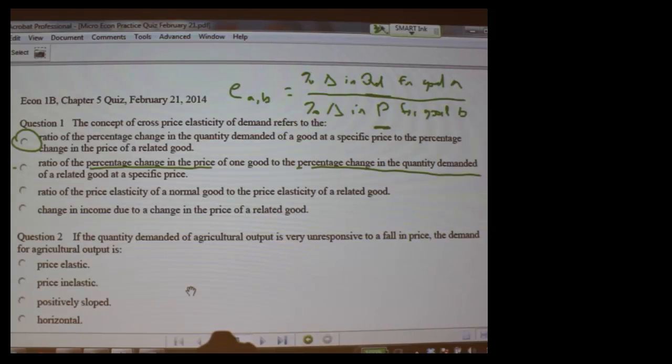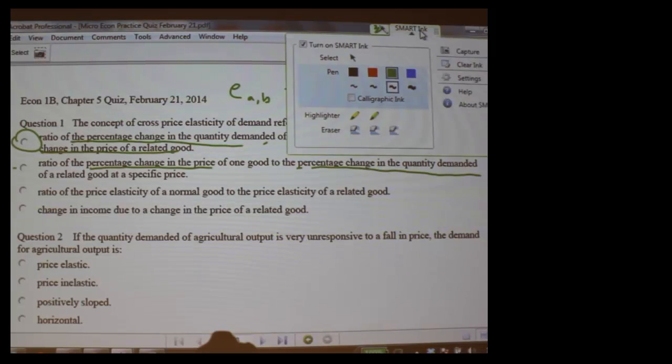So this was a little bit tricky. Both A and B sound right, but the way that they phrase it, ratio of this to this, ratio of this to this means we put the first over the second. All right, moving on, question 2.